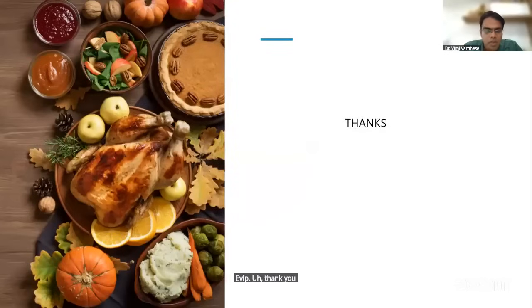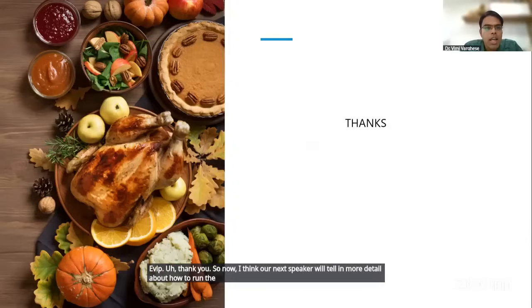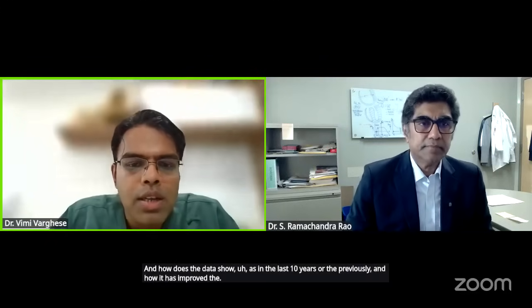Thank you. So now I think our next speaker will tell in more detail about how to run the circuit and how the data shows, as in the last 10 years or previously, and how it has improved the donor lung usage. Over to Dr. Sricharan.